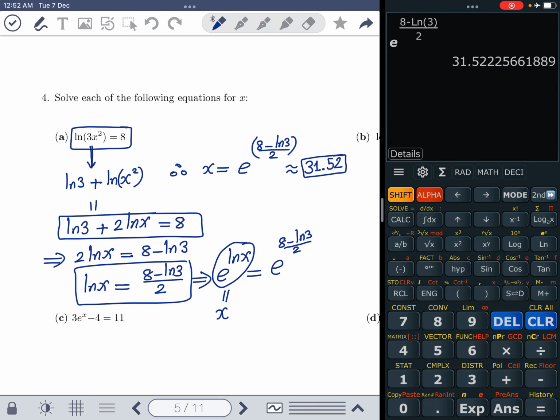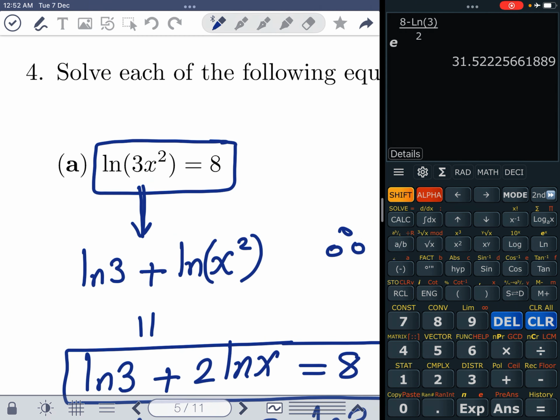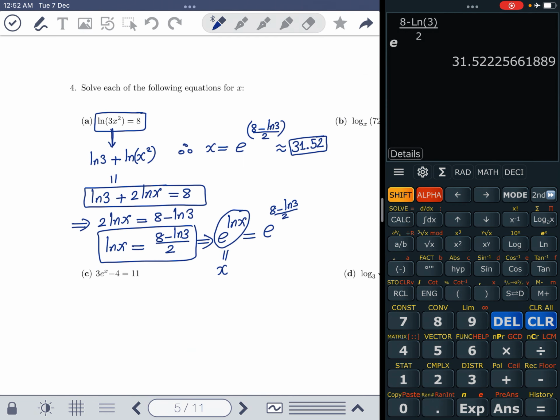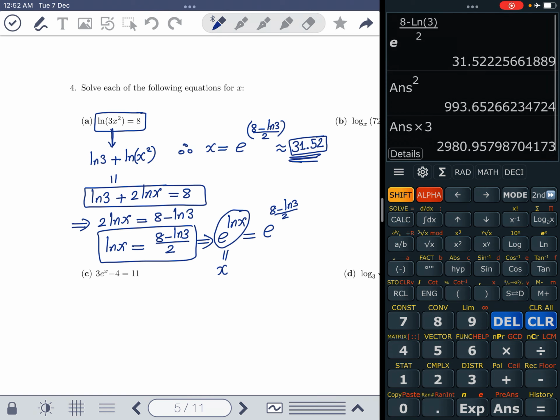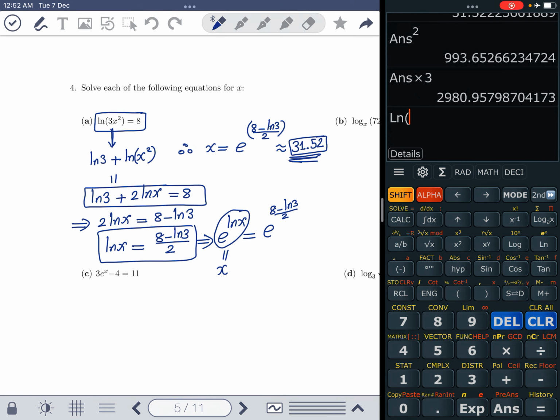If you're asked for 2 decimal places, 31.52. So let's check. This is what you claim to be the right answer for x. So you're saying that x is 31.52. I'm going to keep the number in the calculator. This is our answer for x. I'll square it. I'll multiply it by 3. I'll take the ln now, ln of the answer. And hopefully we'll get 8. Exactly 8. You see, so I checked that this is a correct answer.